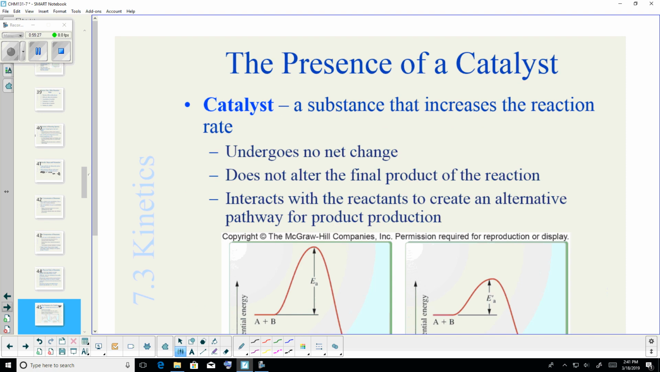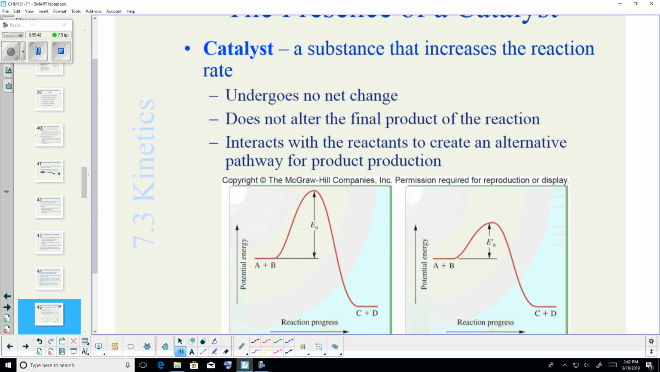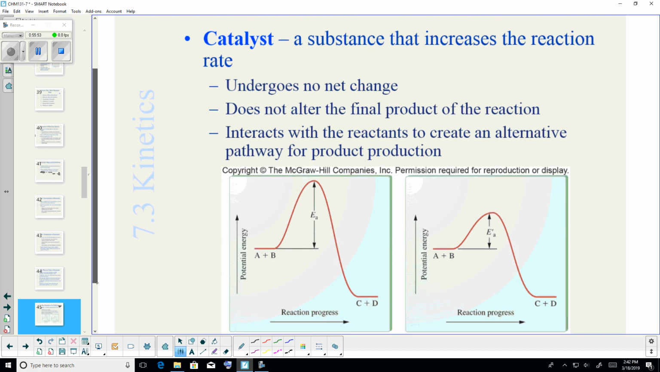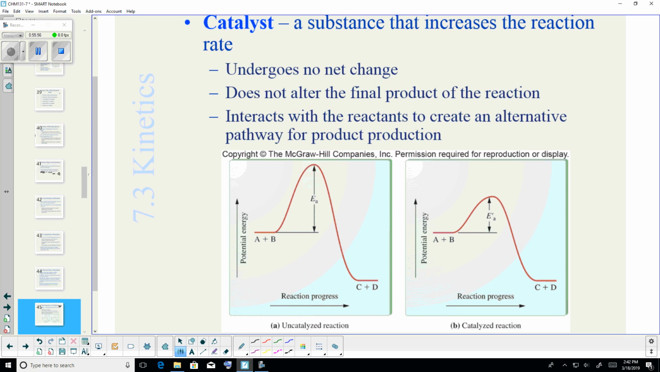A catalyst is a substance that increases the reaction rate. It doesn't take part in the reaction. It undergoes no net change. It doesn't alter the final product. It interacts with the reactants to create an alternative pathway for product production. So here's, let me get this down a little bit. Uncatalyzed reaction, you see this big activation energy. Same reaction, same product, reactants and products, catalyzed, a lower activation energy.